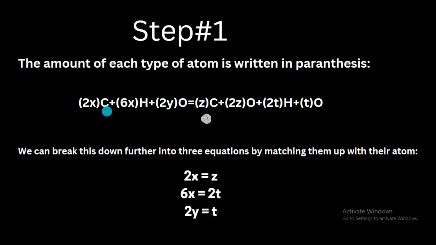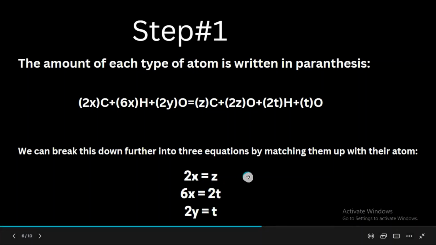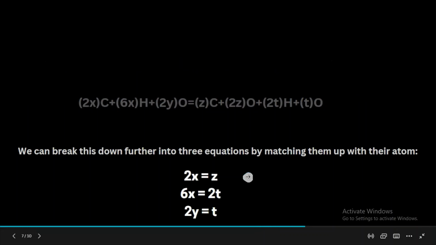For example, we have carbon here and here, so we'll equate both the coefficients of carbon to each other, which is 2x equals z. Then for t we will do the same, and then for oxygen we will also do the same. So here we have three equations. Then we move on to the next step.